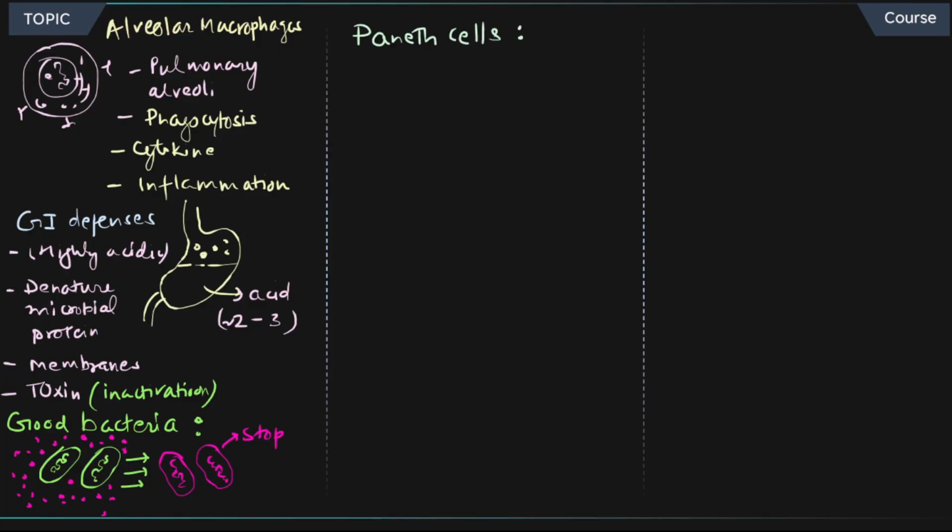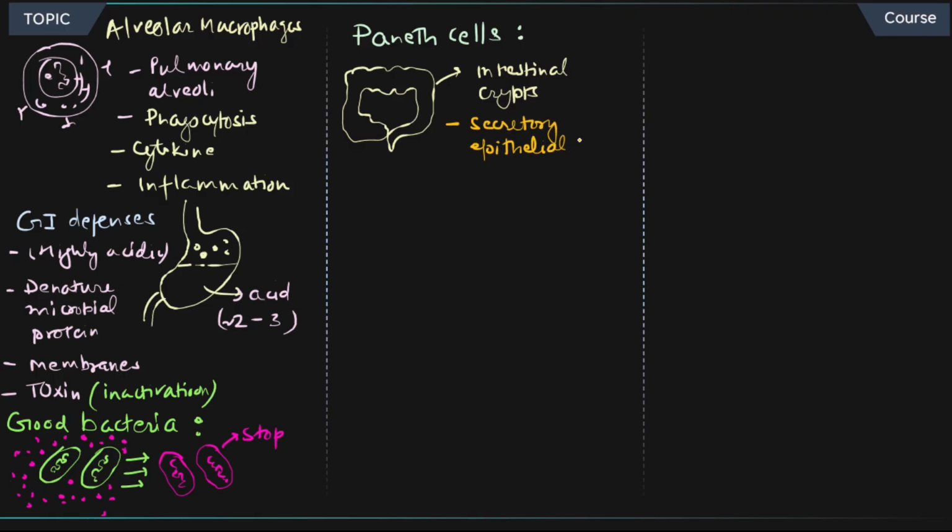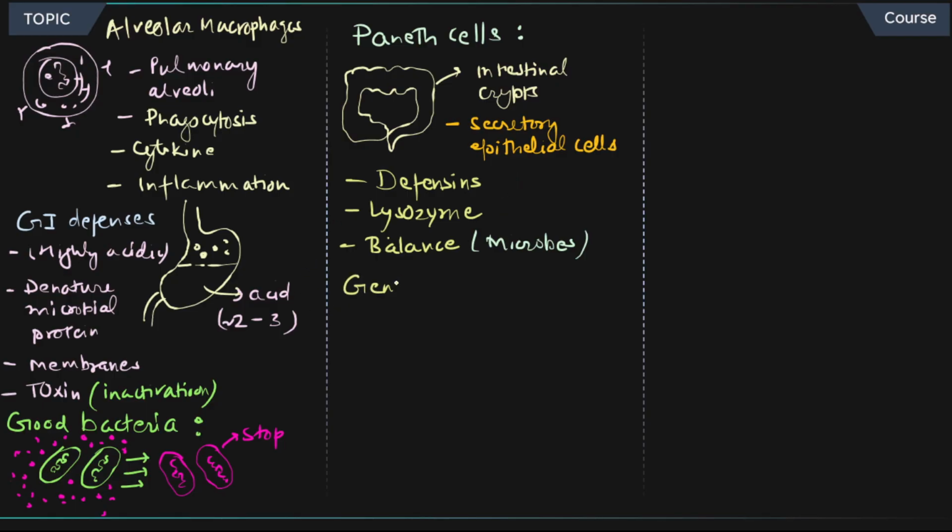Let's talk about Paneth cells. Paneth cells are present in our intestine. They are also part of the immune system. I'm drawing an intestine. Okay, so let's imagine this is the intestine, and in the intestinal crypts you have secretory epithelial cells. Secretory epithelial cells are our Paneth cells. They produce defensins and lysozymes, and all these components are going to target microbes. So there is always this balance being created by our intestine of those microbes. Otherwise, they will keep on growing, right? So we don't want too many microbes in our intestine.